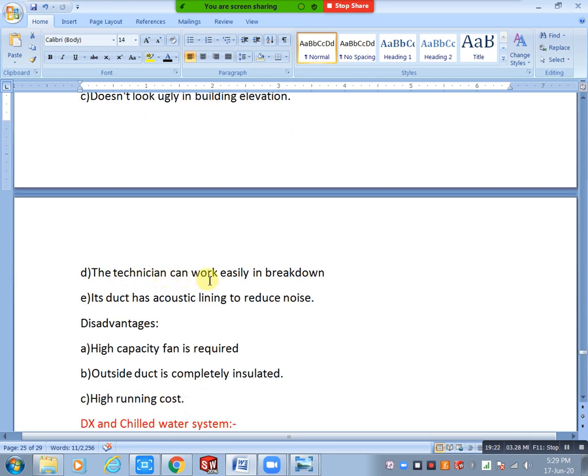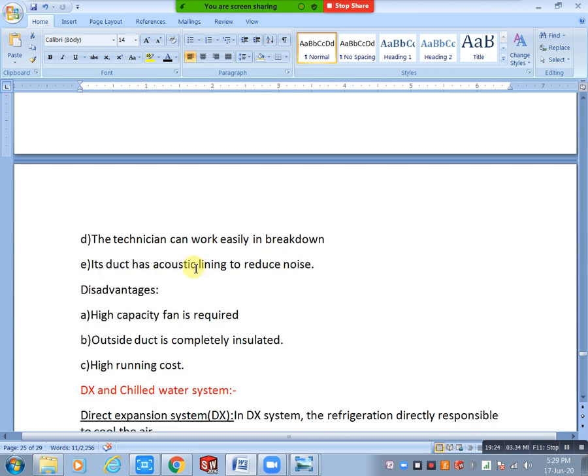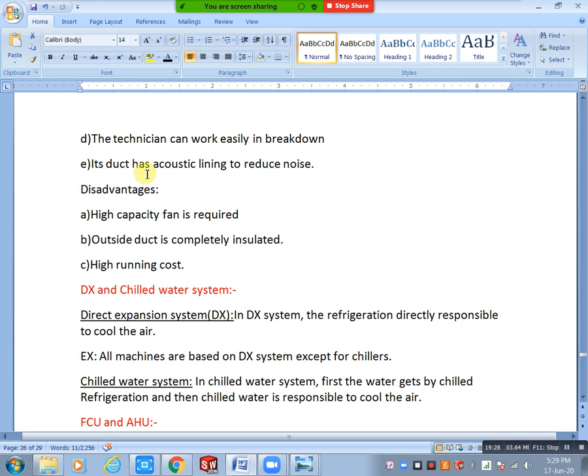Okay, its duct has acoustic lining to reduce noise. When air is flowing in the duct, definitely some noise comes. For noise reduction purposes, we need to add acoustic lining. Acoustic lining, you already know, is like insulation thickness, the same type. We are adding some thickness to the inner side of our duct.